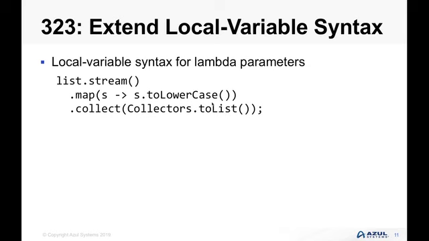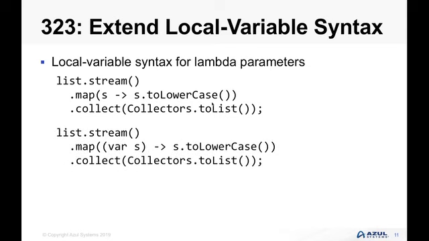So we can leave s on its own, and the compiler will infer from the fact that the stream we're creating from our list is a stream of strings, that when we map those things, the s in our lambda expression is going to be a string. We don't have to state that. What we can now do is use var. So we could say var s goes to s.lowercase.